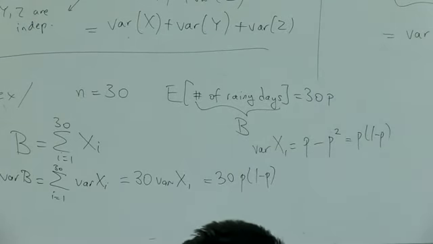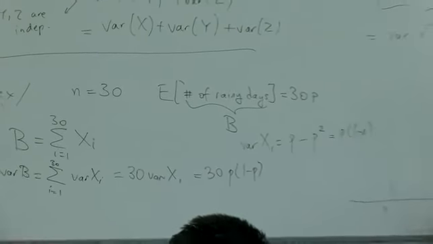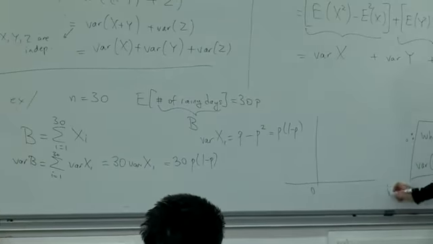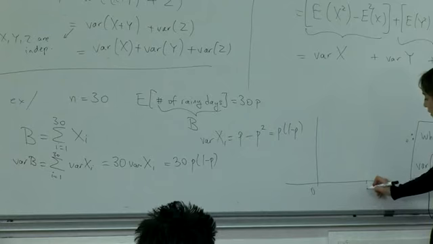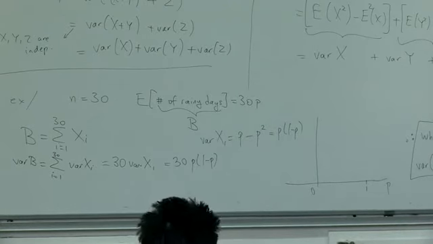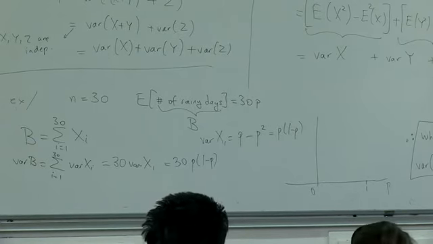Let's plot this as a function of p. Let this be the p-axis. The possible values of p live between 0 and 1. What is the variance when the probability of rain is 0? What does this mean, probability of rain being 0? Rain is impossible. It will rain with probability 0.